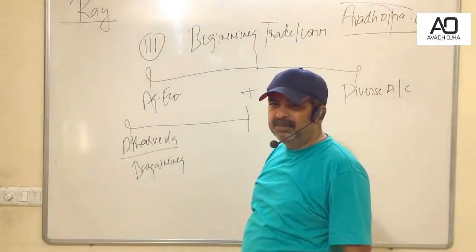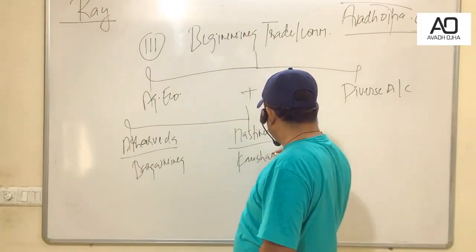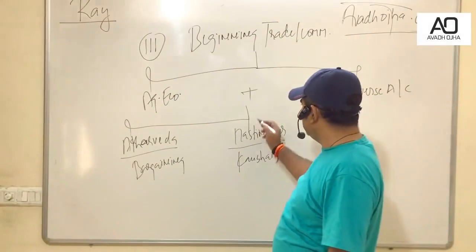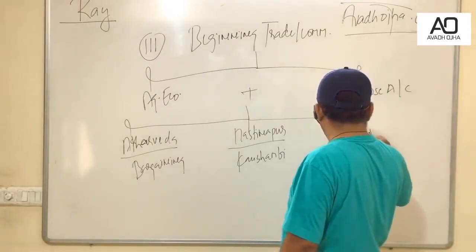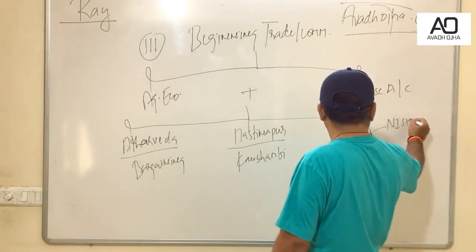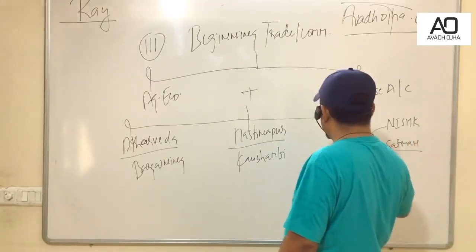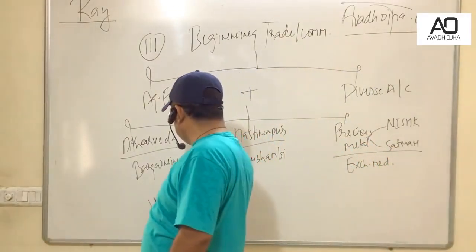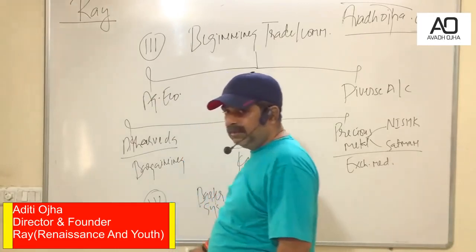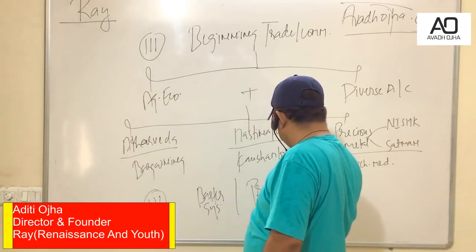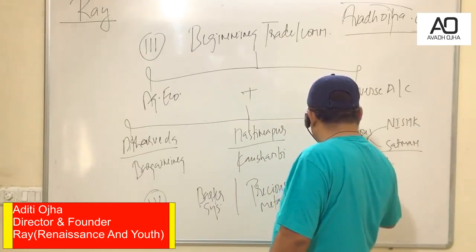Presence of primitive towns: Hastinapur, Kaushambi. Precious metals, Nishk and Shatman, used as exchange medium. And fourth, along with the barter system, now a new development, precious metals, I told you. Precious metals, silver and copper, were used as a medium of exchange.